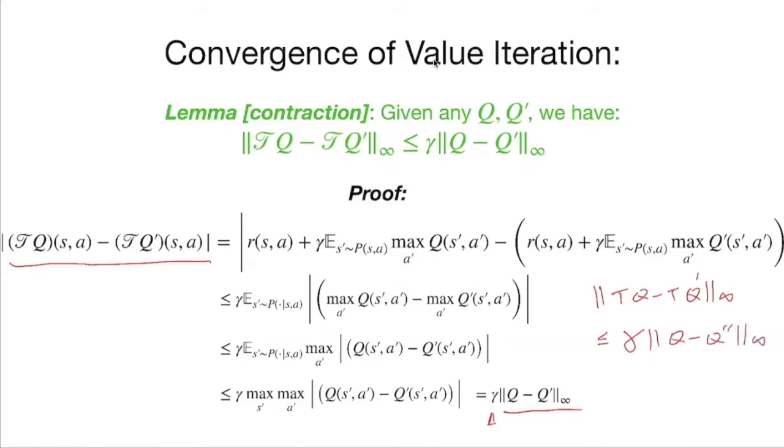This is what we just proved, right? Remember, this starts for all s, a. I've just proved that, for every state action pair, the difference between the two outputs is strictly upper bounded by this factor gamma times the L infinity norm between the two inputs. This is a very simple proof, and it basically uses the three inequalities that we saw before.